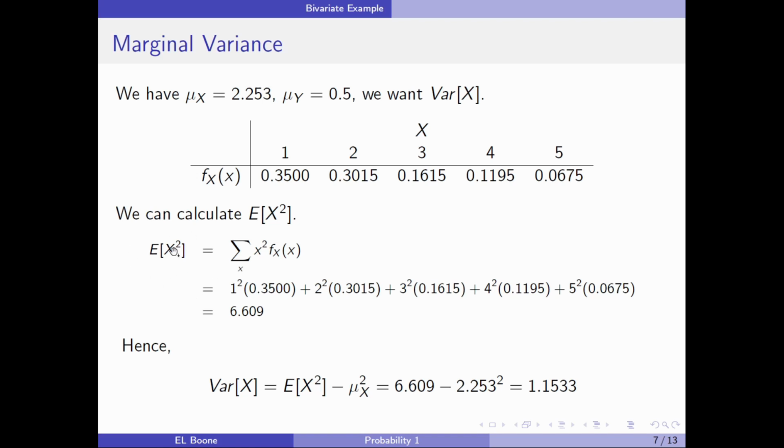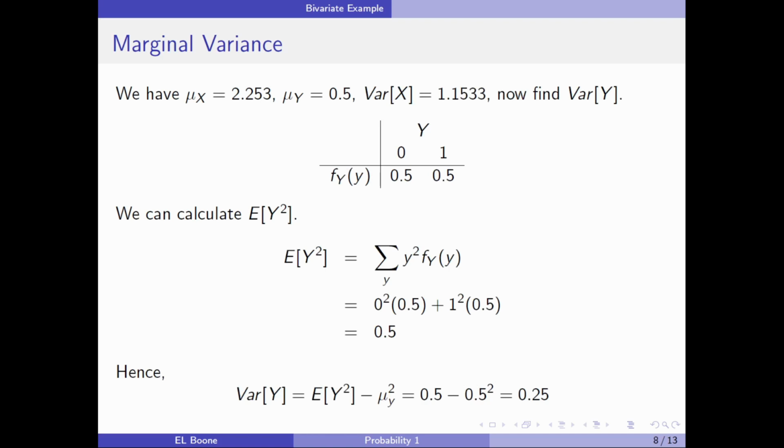Now, you feel like you're done, but you're not, right? Because we're using the shortcut formula, we have to put this extra piece in. So we're going to have our 6.609 minus mu sub X, and we're going to square that. And then we're going to end up with 1.1533. This is a measure of how spread out things are. It's in squared units, but you can take the square root and kind of get a flavor for what it does. Okay, do the same thing for Y.